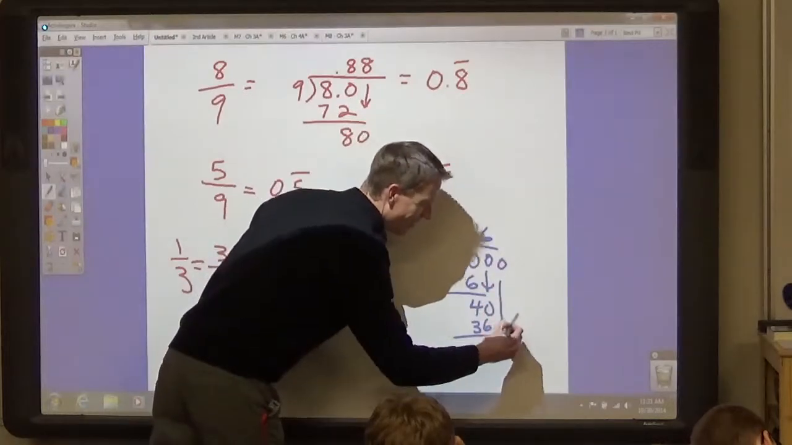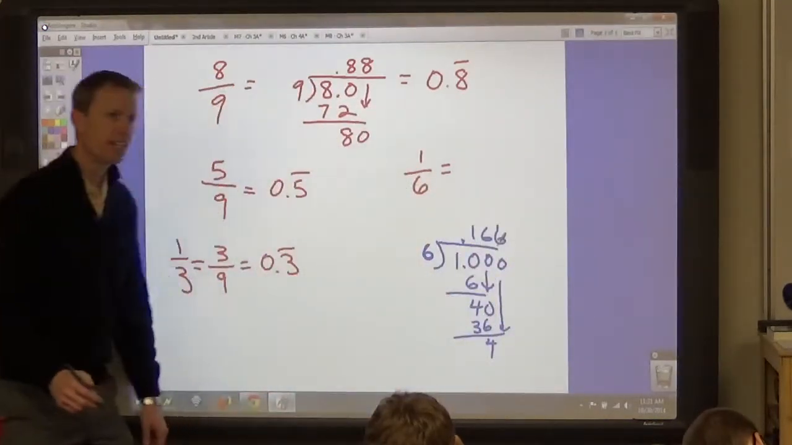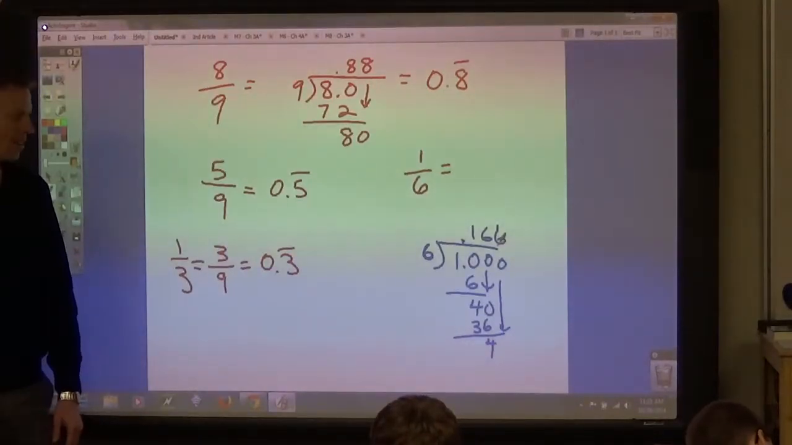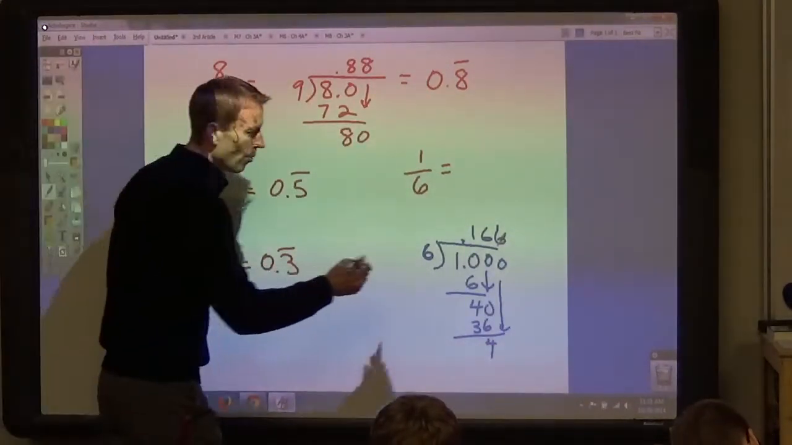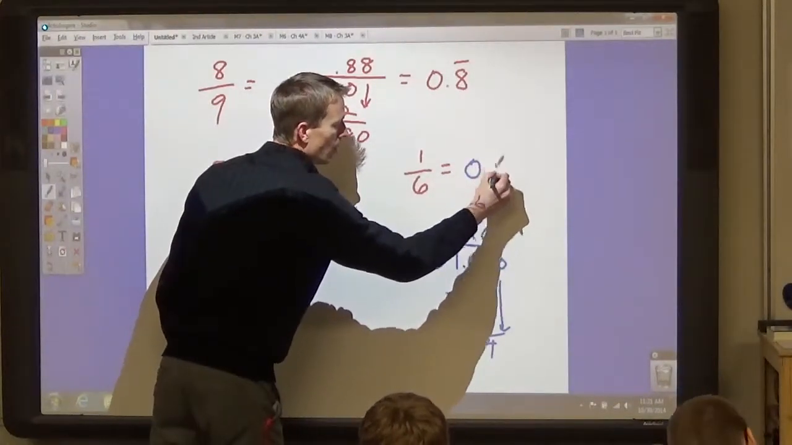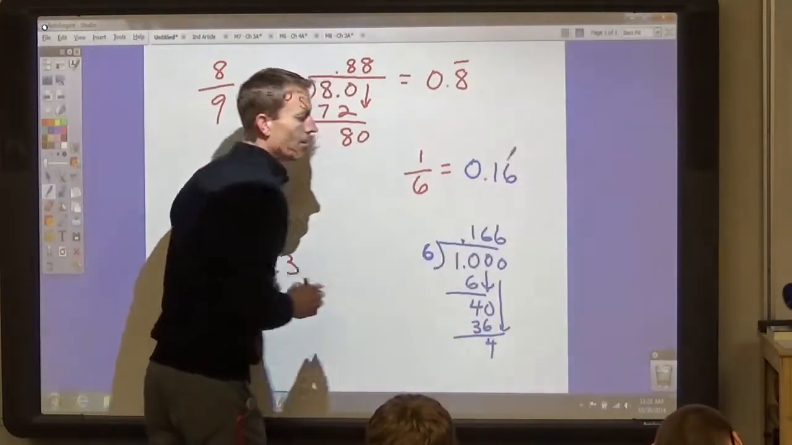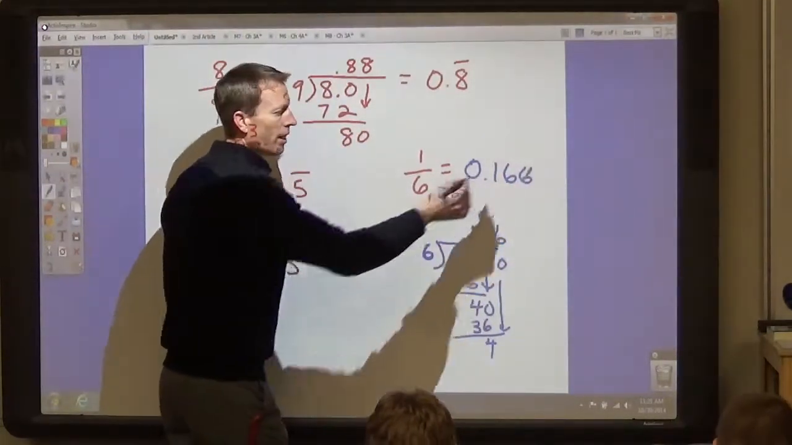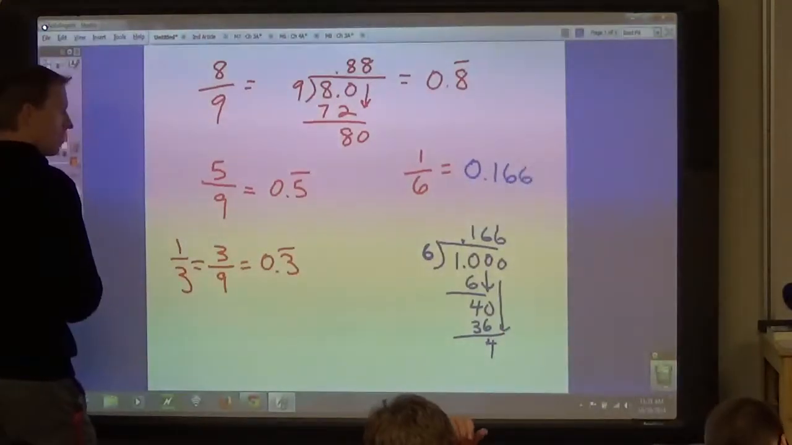Is it 0.16 repeating? No, it's 0.1666666. So where would we put the repeating sign in this case? Over the 6. There's 2. Should we put another 6 here? No, because the 6 is already repeating.